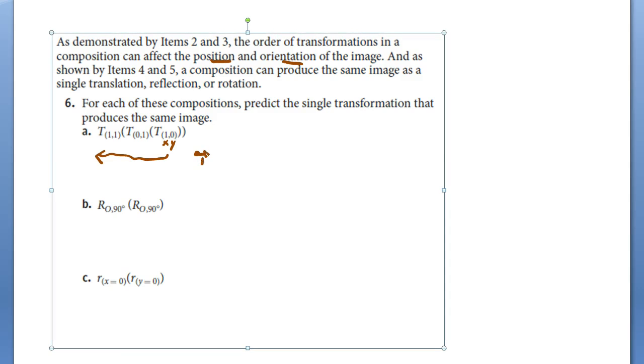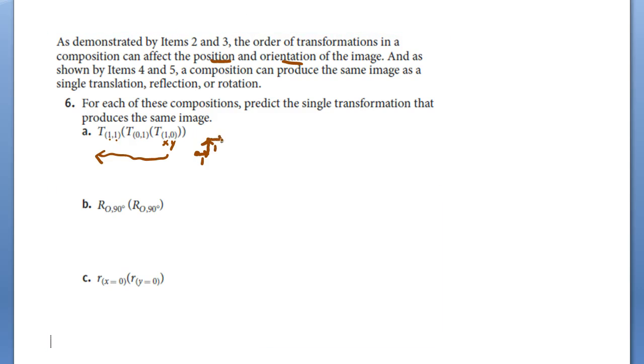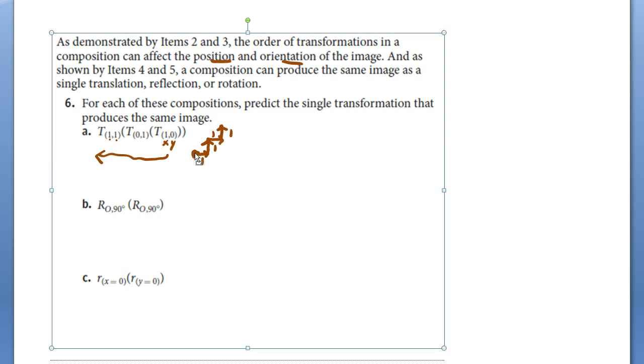but up or down nothing. Then 0, 1 is going to cause the result right here at the end of the first transformation to move left or right nothing, but up 1. And now we're right here. And then this third translation is going to cause the x to move by 1 and the y to move by 1. It's going to cause it to go 1 to the right and 1 up. Here was the original point. Here's where the final image is after the 3 slides.